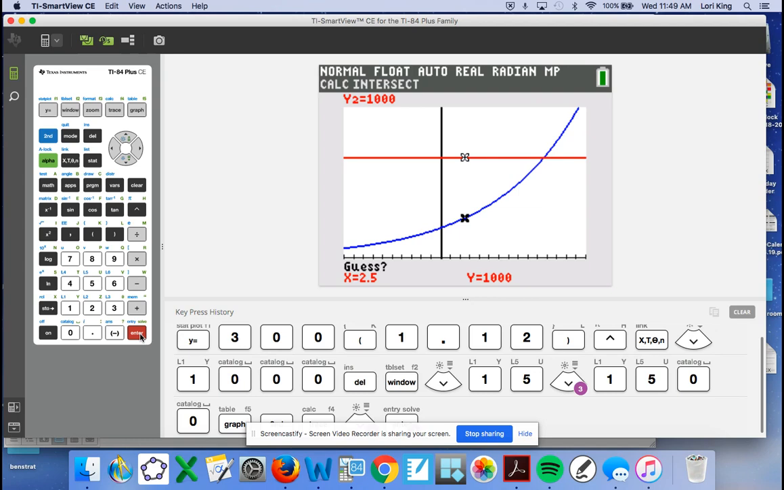I hit enter. I really don't want to guess. I really want it to do the work for me. Hit enter again, and it gives me the intersection of my two functions, 10.623725, which is the number between 10 and 11, which is what we're expecting. And this tells me that it's 10.623725 years that it will take for the elk population to equal 1,000. So any value greater than that x value is when the elk population would be greater than 1,000. So I hope this was helpful.